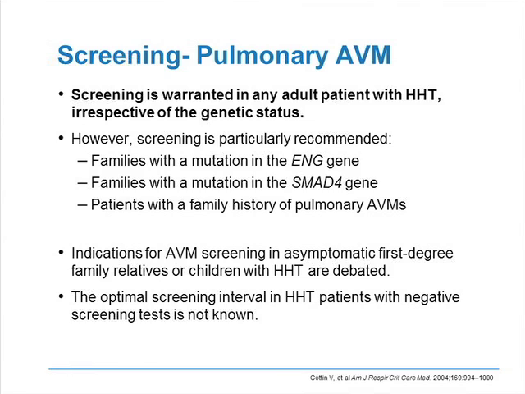And right now, the more cost-effective manner in children, because of the delay in manifestation, is if the parent has an identifiable mutation, you try and identify the mutation in the child first. If the child does not have the mutation, then the likelihood the child has the disease is extremely low, and we don't even screen the child. But if the child has the mutation, then we screen those children. And if somebody's got a negative screening test, we still do not know what the optimal screening interval is, at least for lung AVM screening.